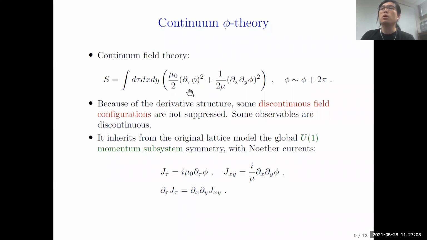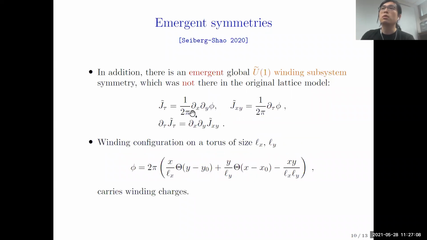So in addition to the U1 momentum subsystem symmetry, this continuum field theory also has an emergent U1 winding subsystem symmetry, which was not there in the original lattice model. And the currents we have are J tau and JXY. J tau is the dx dy of phi, and JXY is d tau of phi. It is straightforward to check that they obey a non-standard current conservation equation, similar to the current conservation equation of the U1 momentum subsystem symmetry. And here we see that there's a double derivative structure, dx dy.